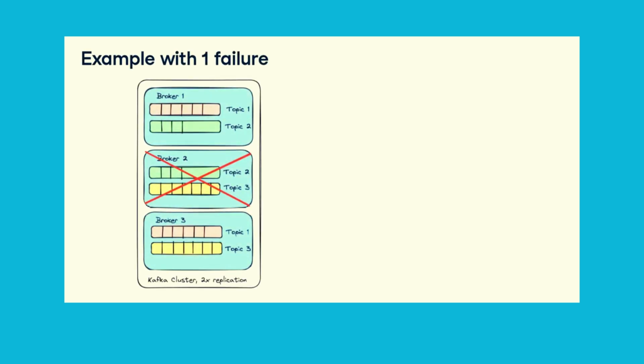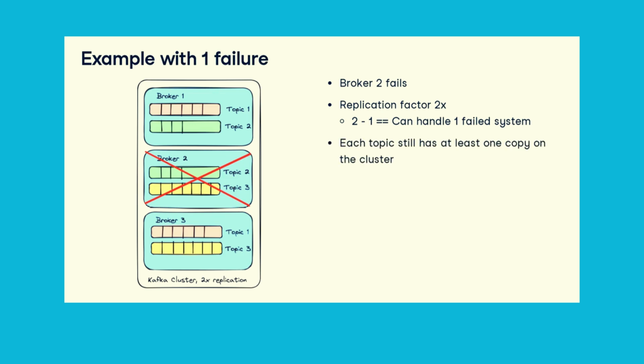Consider what happens if broker 2 failed. With a replication factor of 2, 2 minus 1 means we can handle one failed system. In this case, we're okay as each topic still exists within the cluster.